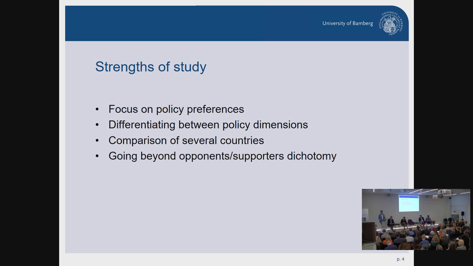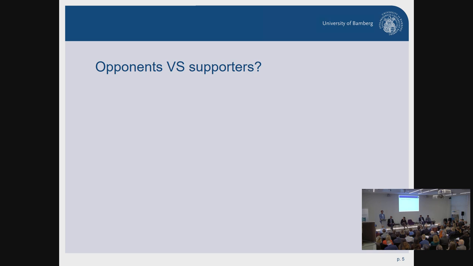Even ordinary citizens do differentiate between different dimensions. They're not in general in favor or against liberal or restrictive policies. And this, I think, is also true, but we do not really know that, because there's not yet that much research in general. It is also true for attitudes towards immigrants in general.